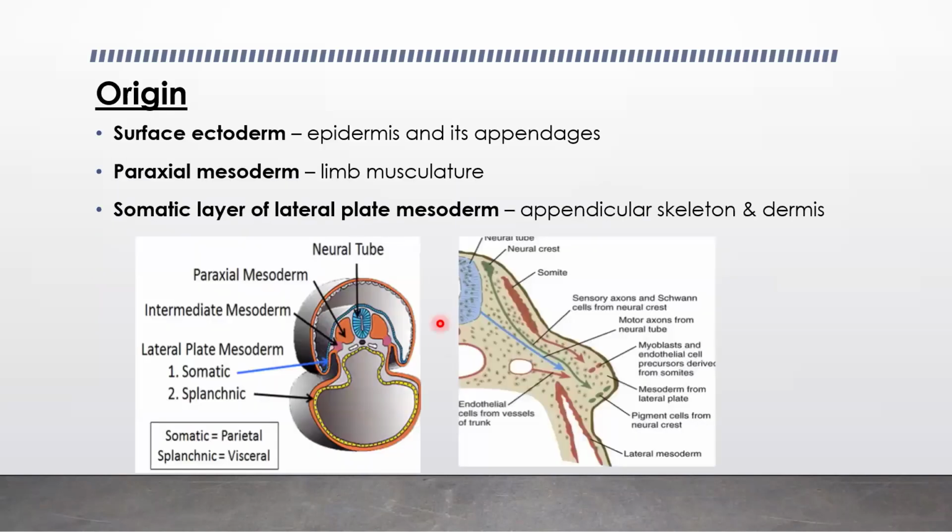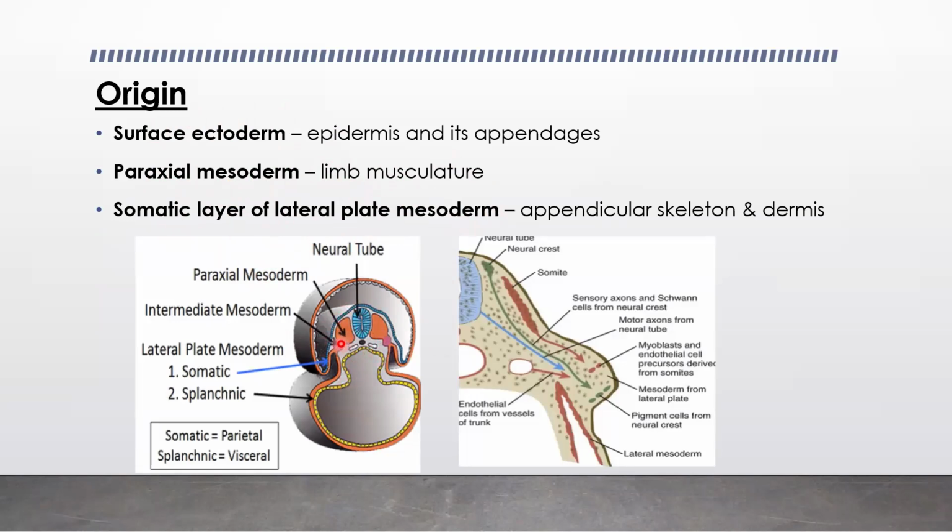So for the tissues of origin of various structures that are formed on the lower limbs, the surface ectoderm and the paraxial mesoderm and somatic layer of the lateral plate mesoderm will give rise to the various derivatives of the limbs. So I'll take us back to the three germ layers. The three germ layers usually have the ectoderm, the mesoderm, then the endoderm.